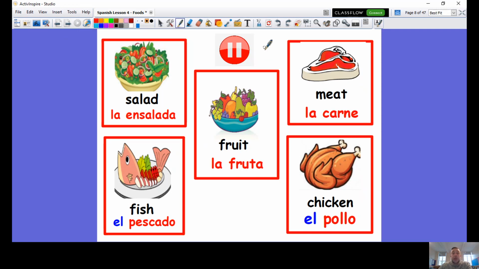Now, there's our little button. This is your first task today. What I want you to do is get yourself a piece of paper and a pencil and you now need to copy these words. So you're going to write the word in English, salad, and then you're going to write la ensalada. So that way you know that salad in Spanish is la ensalada. Then you do exactly the same for fruit. You write the word fruit, and then you write la fruta. So you know that fruit is la fruta in Spanish. And then you need to do the same for meat, la carne, chicken, el pollo, fish, el pescado. You can even draw a little picture if you want to. I'll give you a little bit of time to do that. So you're going to pause your video now.